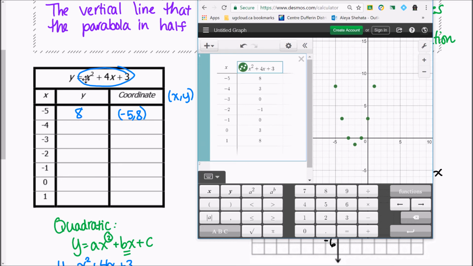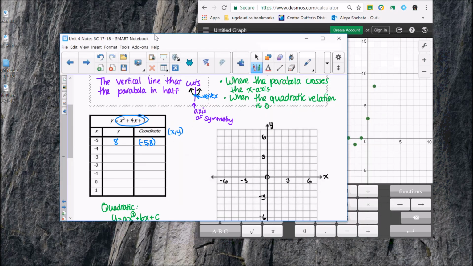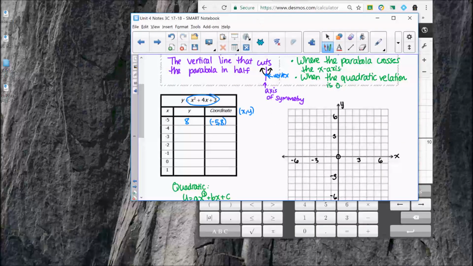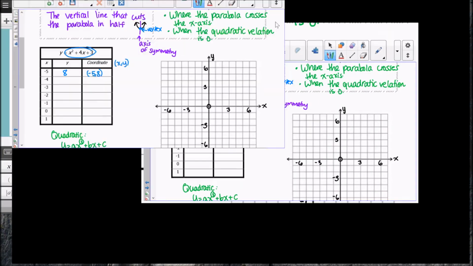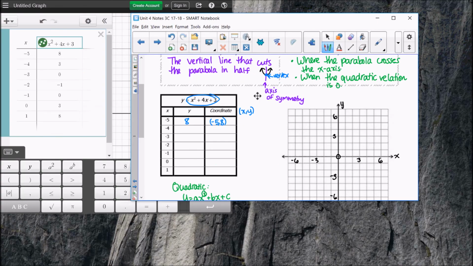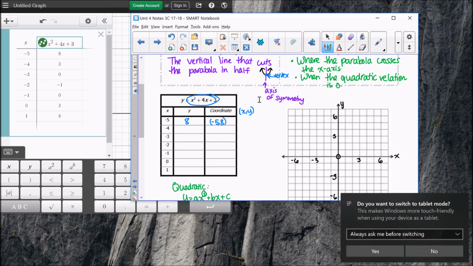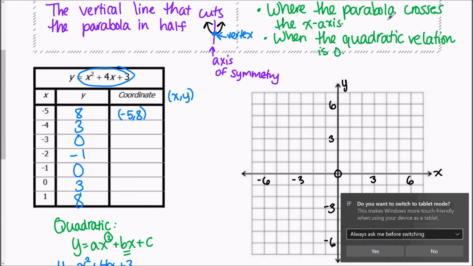So now we don't have to do all of these calculations over and over and over again. So what I'm going to do is I'm going to move this so I can see this over here, and then I'm going to put this over here, and I'm just going to fill in the numbers that I have right here. So when x is -4, y is 3. When x is -3, y is 0. Then we have -1. Then we have 0. Then we have 3. And then we have 8. Okay? So now that we have all of those values, we can go ahead and write out what our coordinates are.